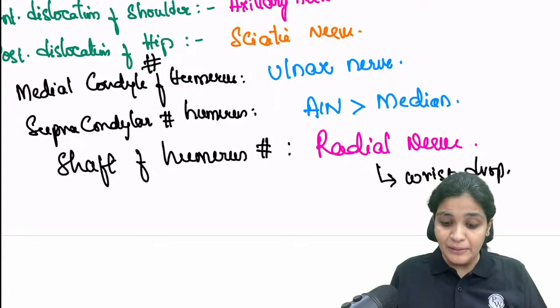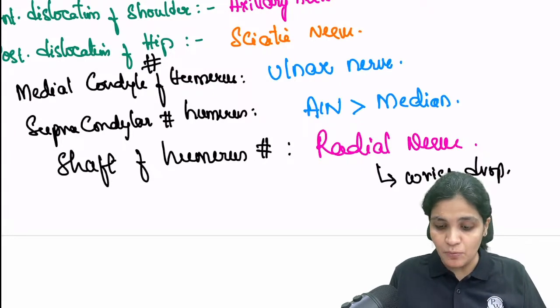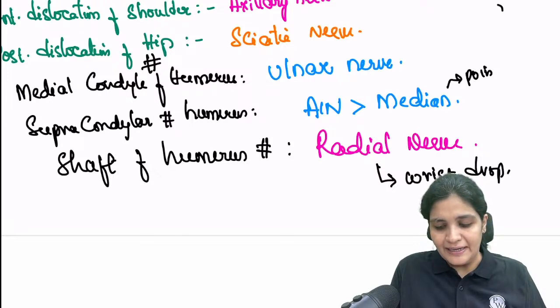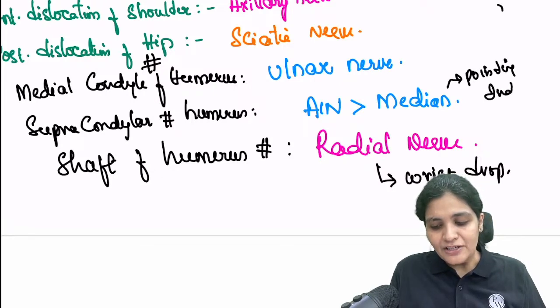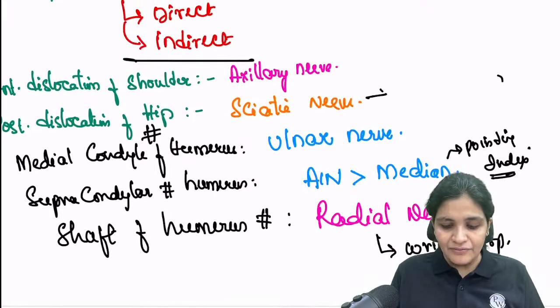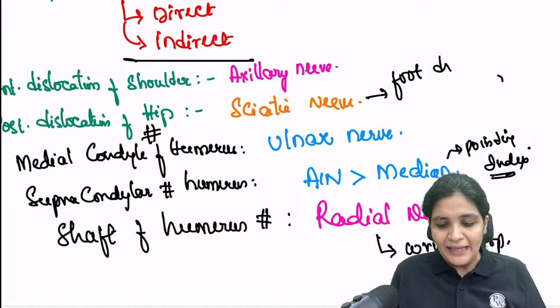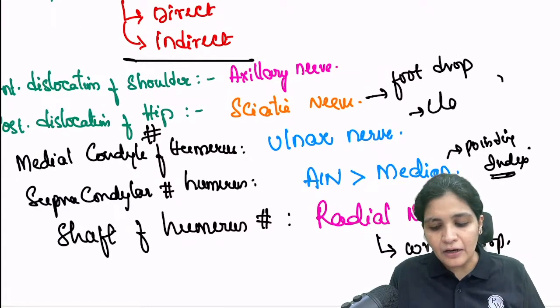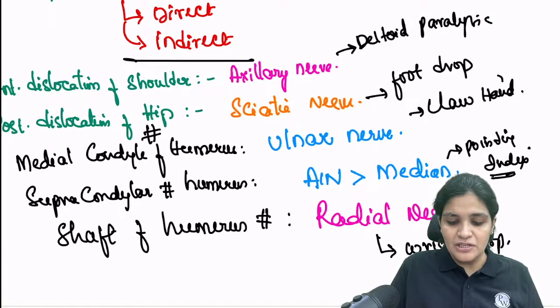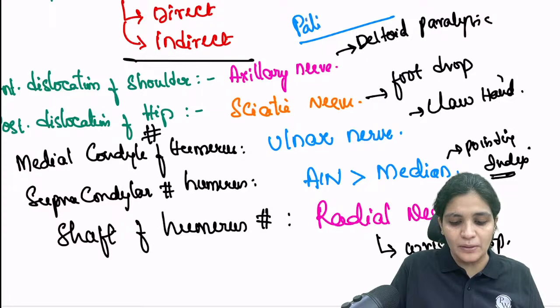And if they come with median nerve palsy, what do you see? You see the pointing index, right? So the patient comes with the pointing index, then you ask about the history of any fracture occurring in the distal humerus. Then sciatic nerve, they come with the foot drop, and ulnar nerve, they come with the claw hand, and axillary nerve, they come with the deltoid paralysis, right? So this is all what the patient will show us. So this is what the patient complaints will be, right?